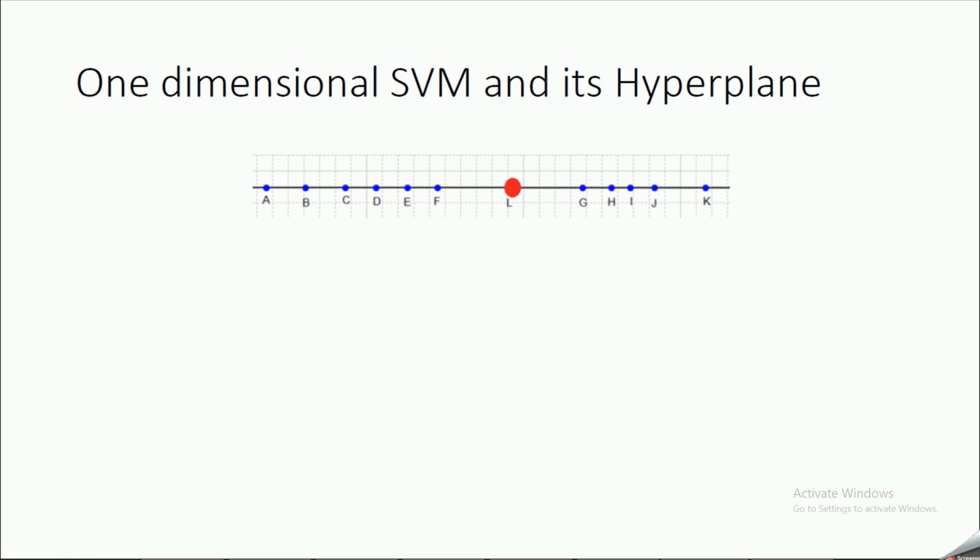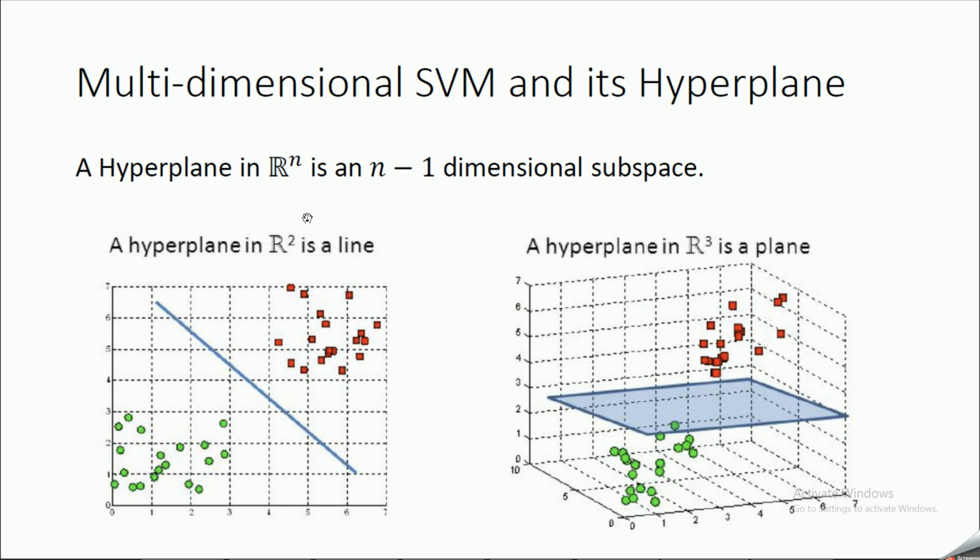So, one-dimensional data, SVM, and its hyperplane. We can see over here the red color represents a point. When you have two dimensions, R of n, where n represents the dimension, it is nothing but your line. And when n is 3 dimensions, it is nothing but a plane, and n dimensions represents your hyperplane.